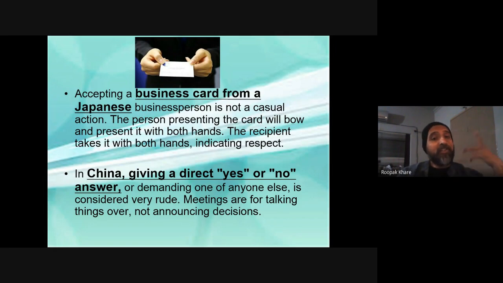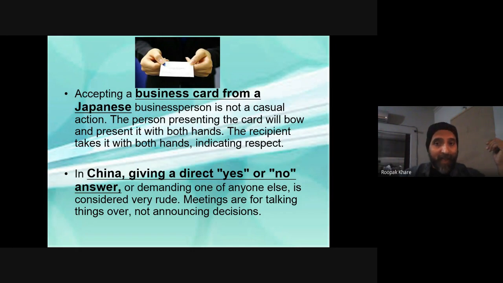While in China, giving a direct yes or no answer is not considered good. You should have a discussion, you should share your opinions. Directly saying yes or directly saying no is not considered good manners or etiquette in China.